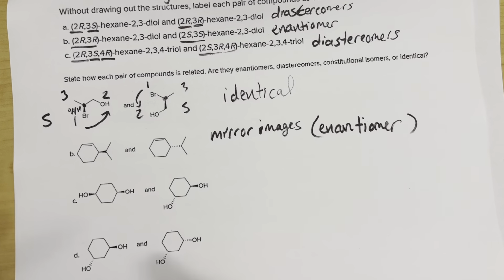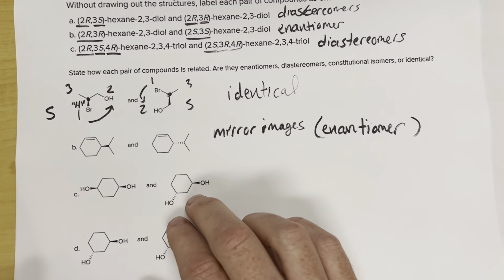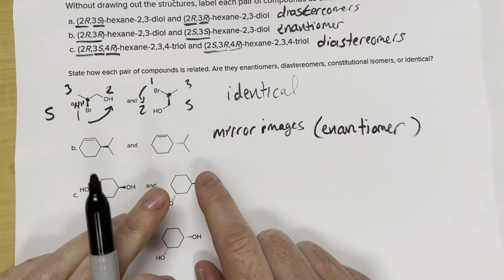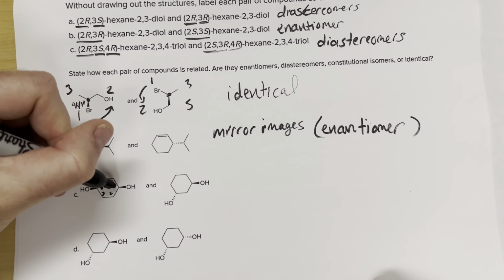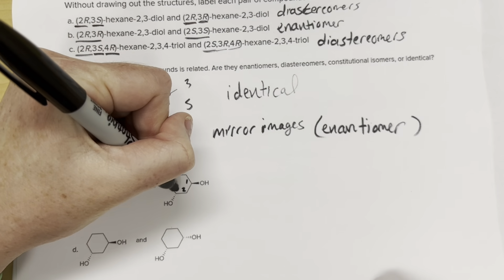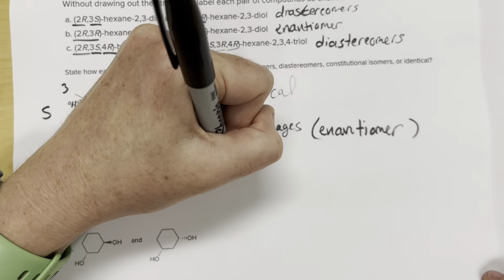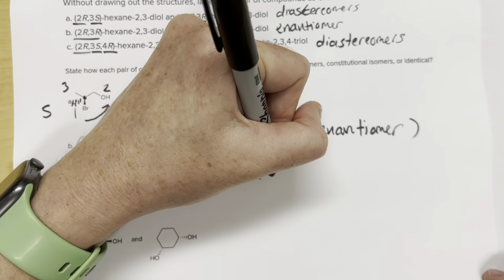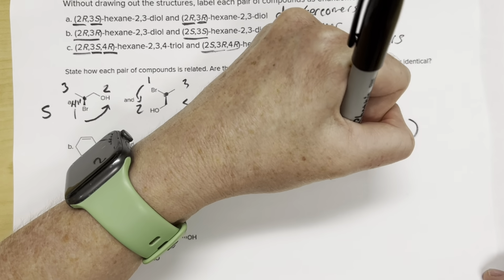Okay, over here, I might look at it and say, oh, look, this one's cis and this one's trans, but then I realize these aren't even on the same carbons, right? This is on carbon 1, 2, 3, 4. This is on carbon 1 and 4, and this is on carbon 1 and 3. So these are two totally different compounds. These are constitutional isomers.